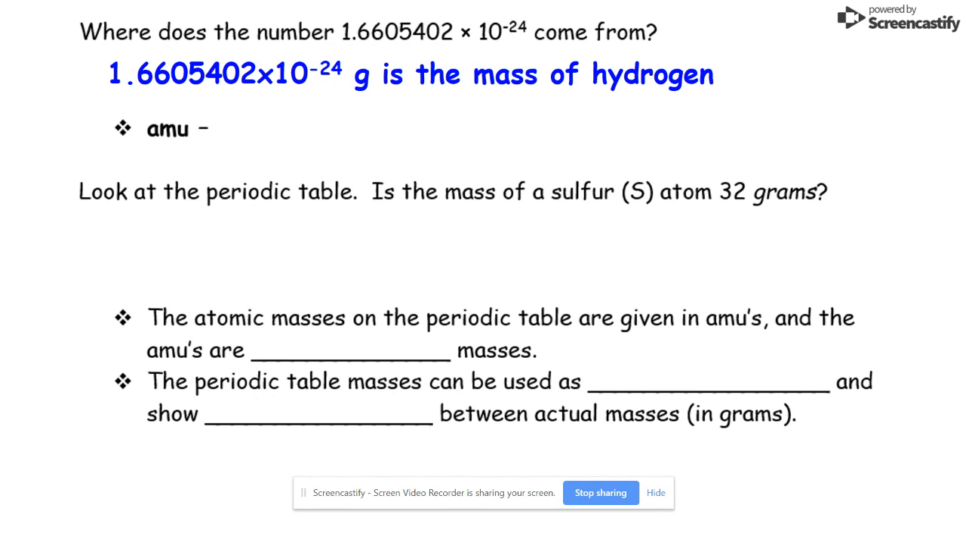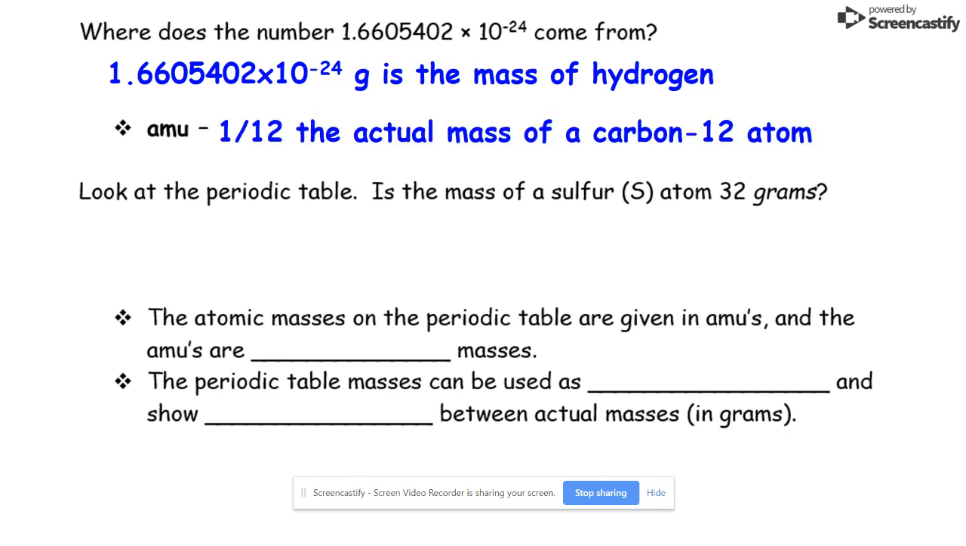And so scientists decided that 1 AMU should represent 1/12 of the actual mass of a carbon-12 atom. And so they picked this because carbon-12, or the isotope carbon-12, has 6 protons, 6 neutrons, and 6 electrons. And so they figured that this is the best way to average together what a single atomic mass unit should actually represent.